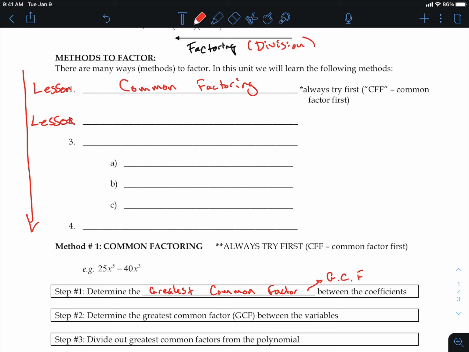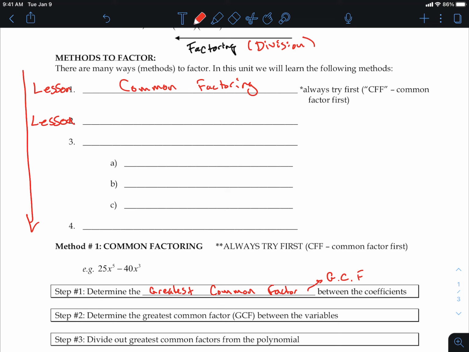So with the first one, you're going to look at both terms. Remember, a term, one term would be the 25x to the power of 5, and the second term would be negative 40x cubed. You're going to look at them both as a polynomial or a package, right? And you're going to look at what's common between both of them. Does that make sense? So it's buried in there, but there is something common amongst both of them.